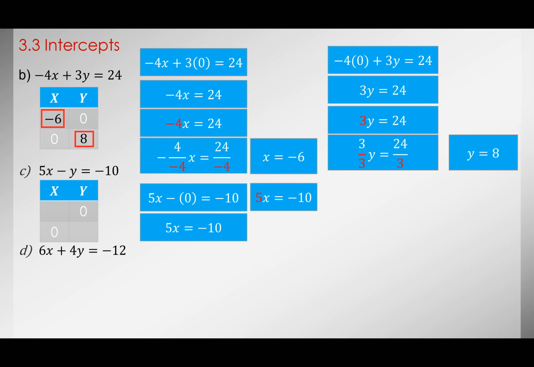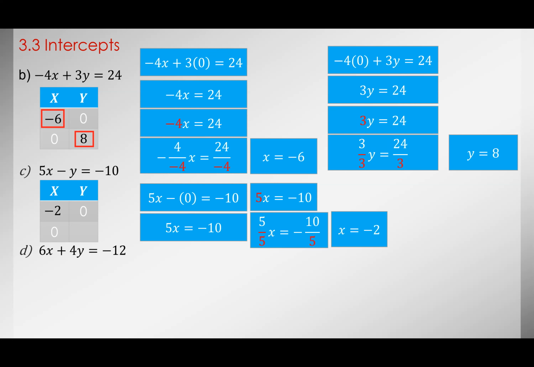How do I get rid of the 5? As you can see, it's all redundant, right? To get rid of multiplication, I need to divide. And in this case, I divide -10 divided by 5, I have a -2. So my x value is -2.